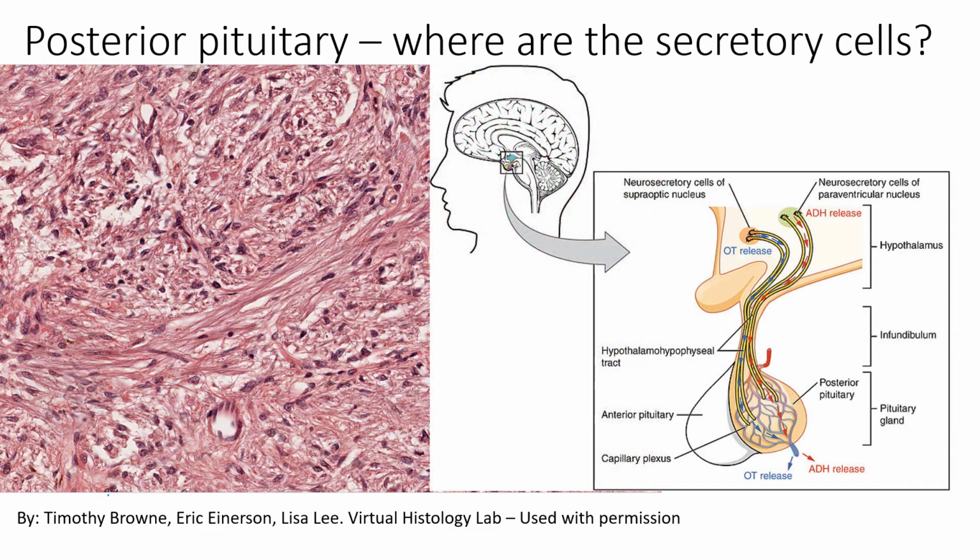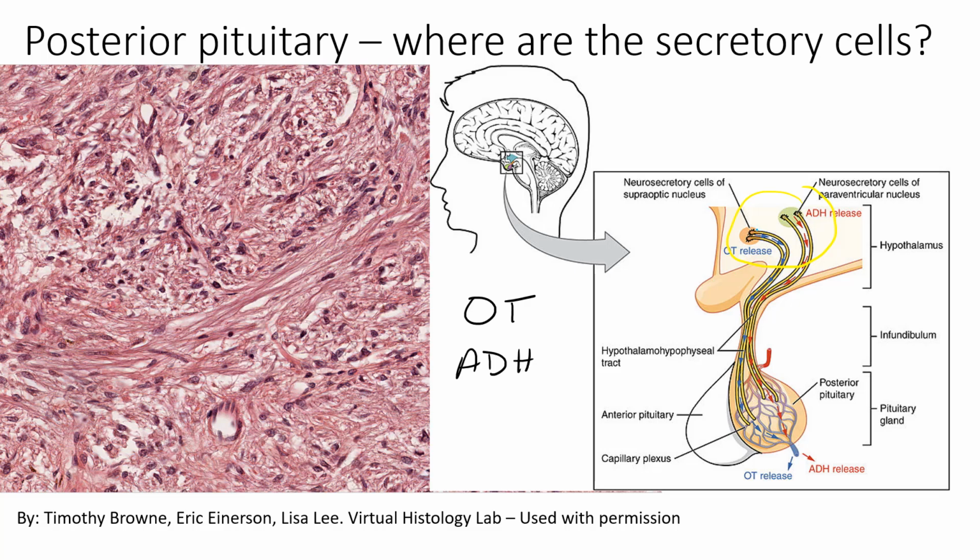Instead, what you're looking at is primarily axons. The cells that produce the posterior pituitary hormones, which are oxytocin and antidiuretic hormone, I'll just write those over here, oxytocin and antidiuretic hormone, those cells are actually up in the hypothalamus, right up in here. These are neurosecretory cells. They're neurons.